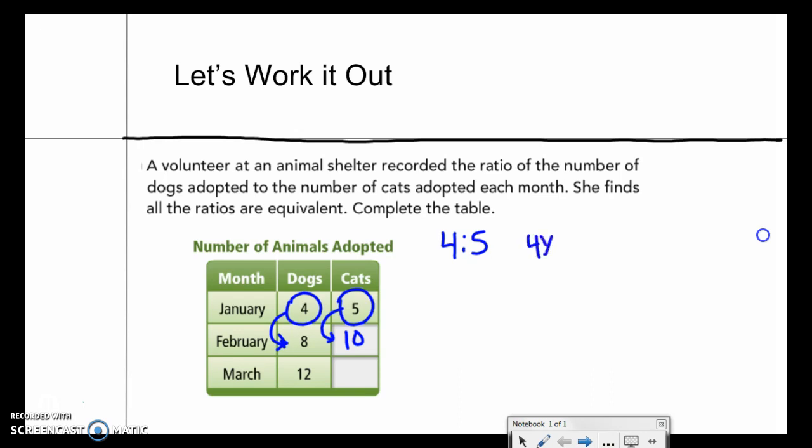So 4 times 2, 8. 5 times 2, 10. What about what's happening in March? Well, it looks like the original ratio tripled. 4 times 3 is 12, so 5 times 3 is going to give you 15. Once you figure out how to do this, guys, it's actually very simple. It's just a matter of practicing so you understand what it means.